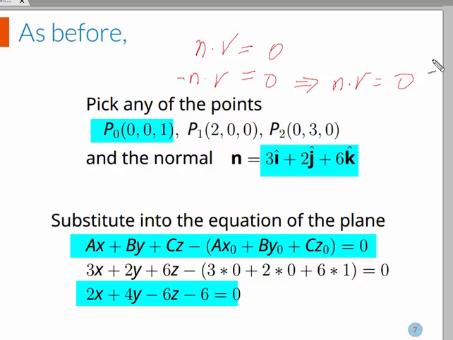Also, the unit normal is not needed. You can use the unit normal if you want, but it's not needed. Unit normal would be n over the magnitude of n, dotted with v equals 0. This is a scalar. You can multiply both sides by it, and you end up again with n dot v equal to 0.